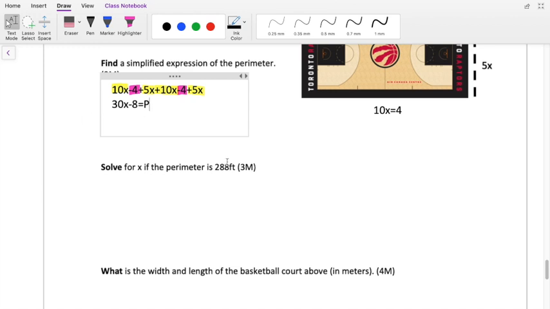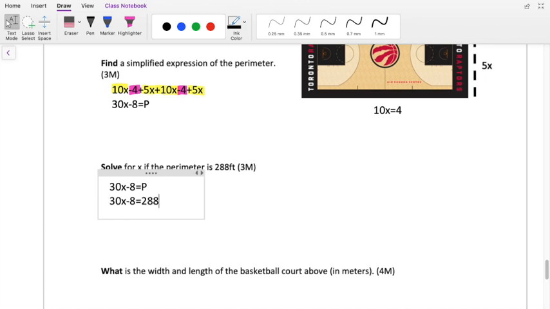Now it says here my perimeter is 288 feet. So let's rewrite this down here, and I'm going to replace my perimeter with 288. So now I have to isolate my variable. So this is coming over. It's a negative 8 on this side, so it's going to become a plus on the opposite side, the inverse operation.